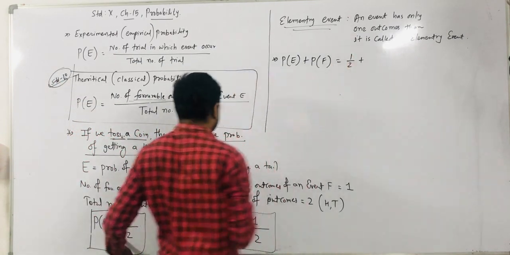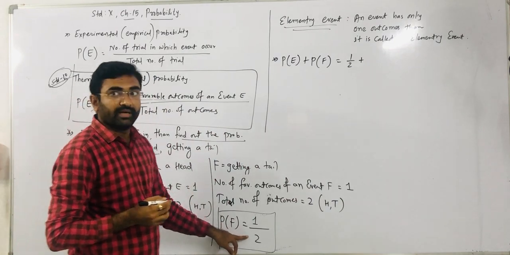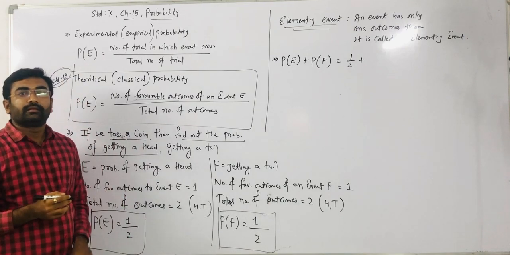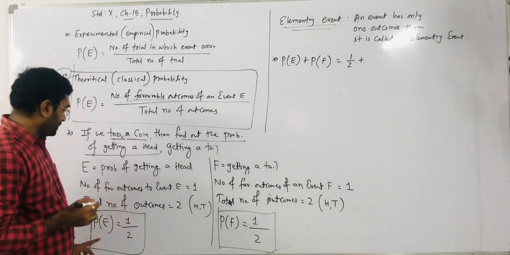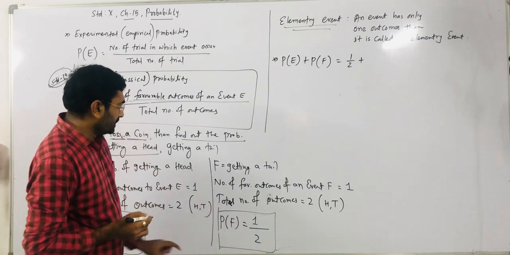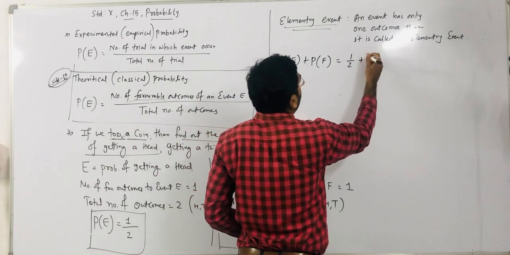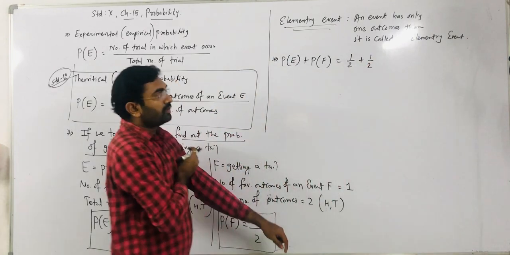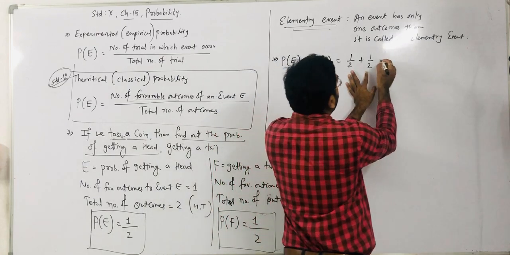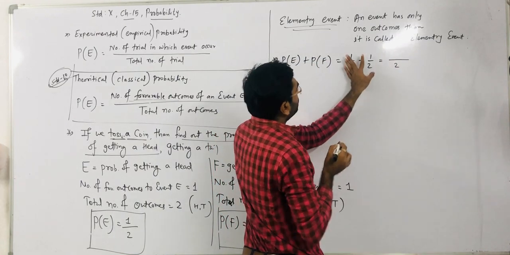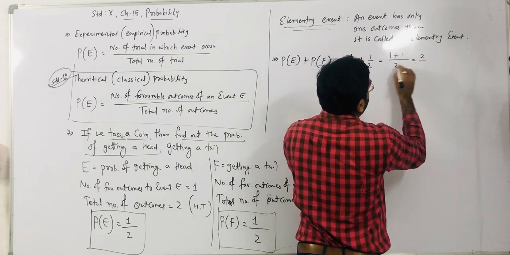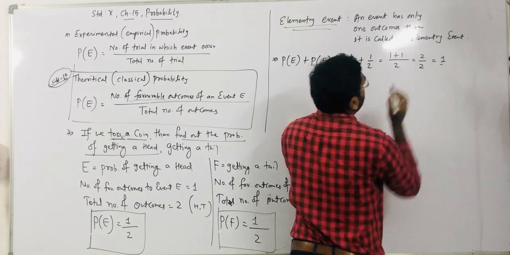Here I put plus F events probability is 1 by 2, and E events probability is 1 by 2, and F events probability is 1 by 2, right? So we have to add them. So P of 1 by 2 plus 1 by 2. Now what we get? These two numbers addition. This is a rational number in which denominator is same, 2, right? So in the numerator we have to do the addition, 1 plus 1. 1 plus 1 is 2, divided by 2 is equal to 1.